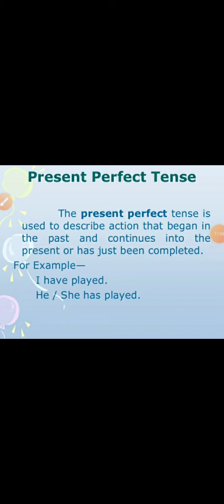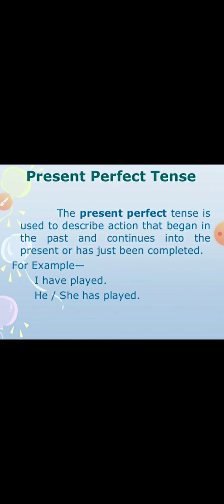Okay, so we have certain examples of this present perfect tense. I have played, she has played. Now, what rules do we have to follow while we are talking about present perfect tense? Again, go back to the chart and see. First of all, we use subject plus has or have plus third form of verb, which is also called past participle, and plus the rest of the sentence.